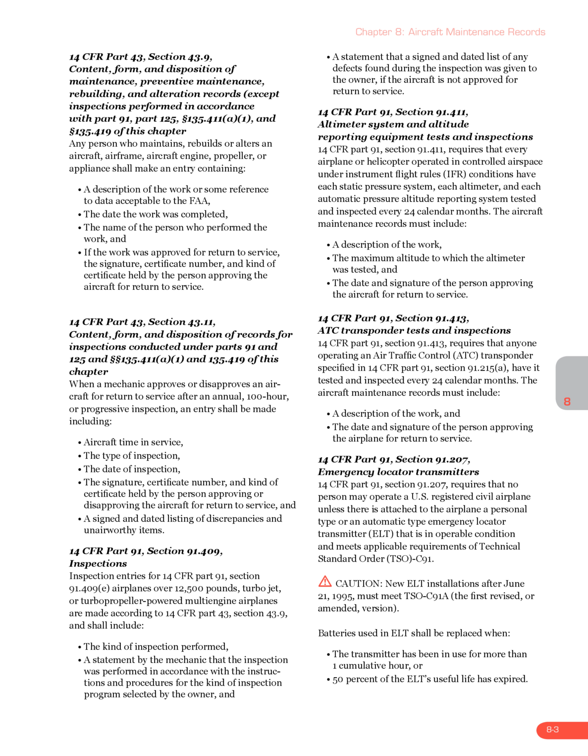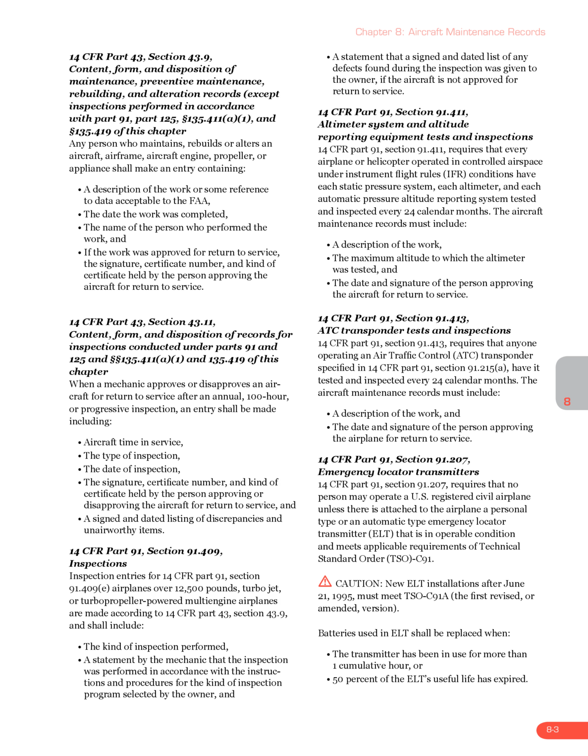14 CFR Part 91, Section 91.409, Inspections. Inspection entries for 14 CFR Part 91, Section 91.409(e), airplanes over 12,500 pounds, turbojet, or turbopropeller powered multi-engine airplanes are made according to 14 CFR Part 43, Section 43.9, and shall include the kind of inspection performed, a statement by the mechanic that the inspection was performed in accordance with the instructions and procedures for the kind of inspection program selected by the owner, and a statement that a signed and dated list of any defects found during the inspection was given to the owner, if the aircraft is not approved for return to service.